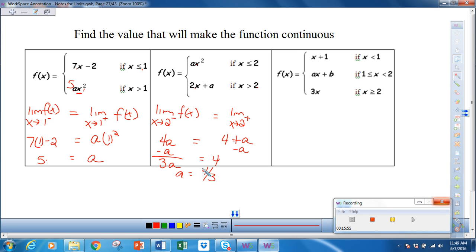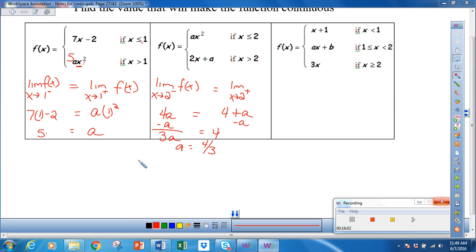So what I'm saying is when a is equal to 4/3, this will be continuous. Can I prove that? Well, of course I can. So this would be the limit as x approaches 2 from the left. A is 4/3, so it would be 4/3 times 2 squared. And we want that to equal the limit as it approaches from the right, which would be 4/3.